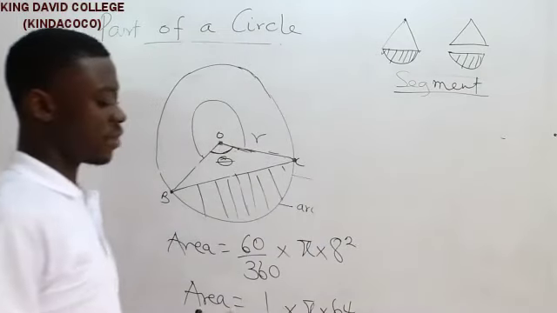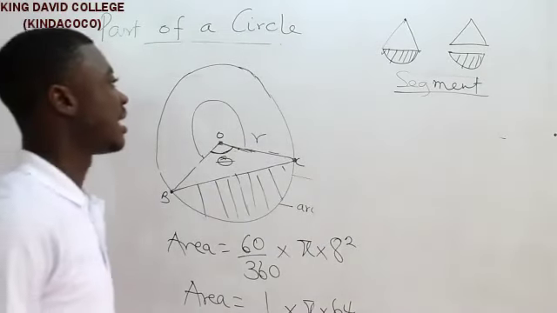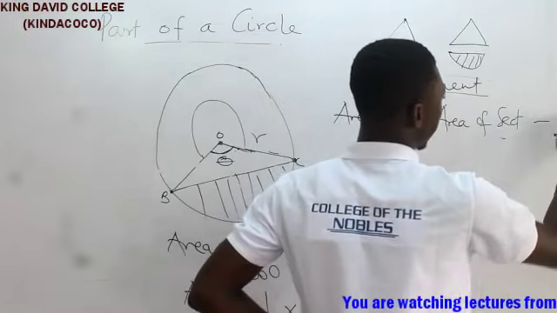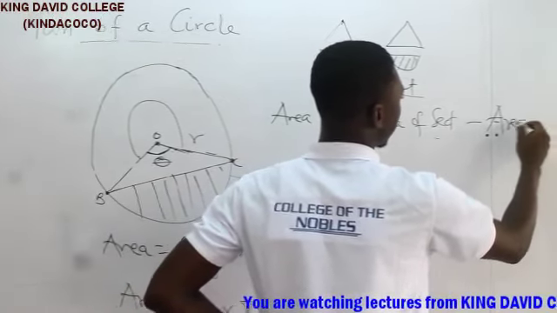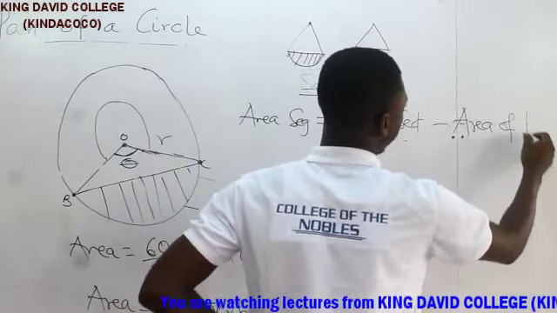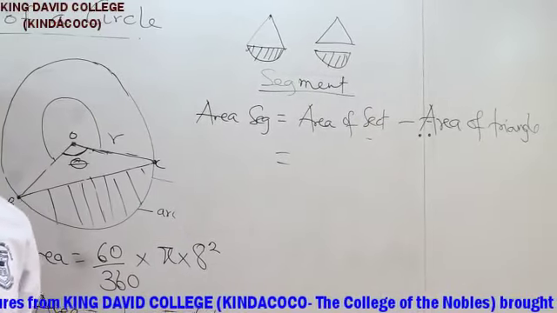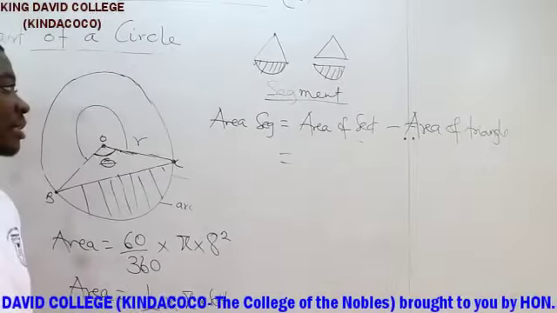Okay. So if we know the total area of a sector is this, then if we are looking for the area of a segment, we must have the area of the sector minus the area of what? The triangle. So we are going to do that: the area of the sector minus the area of the triangle.